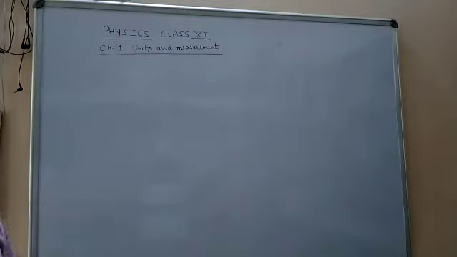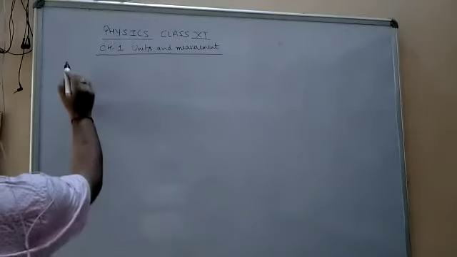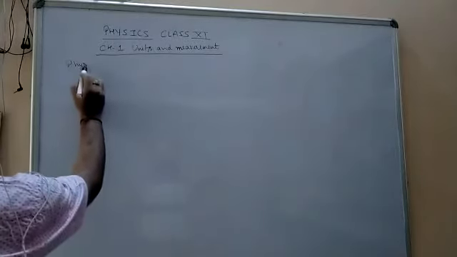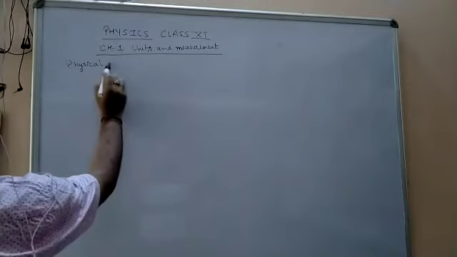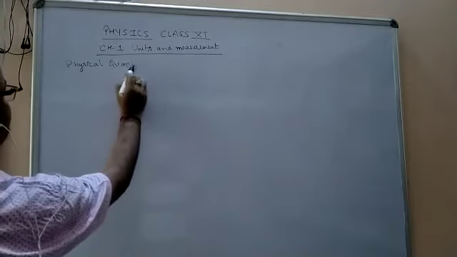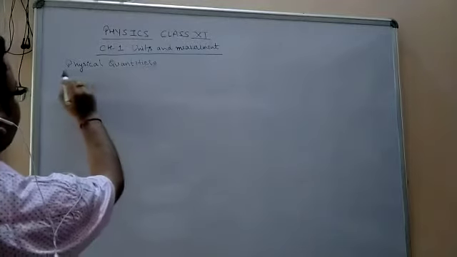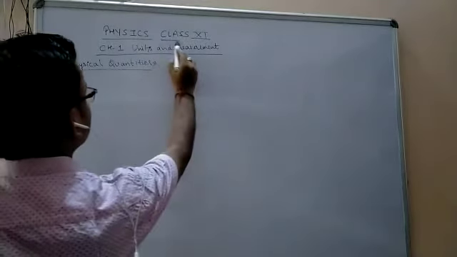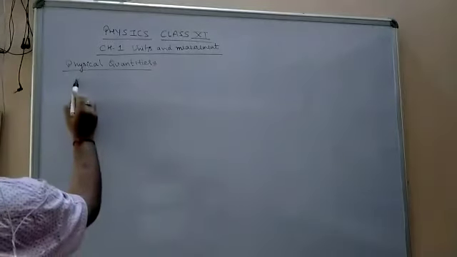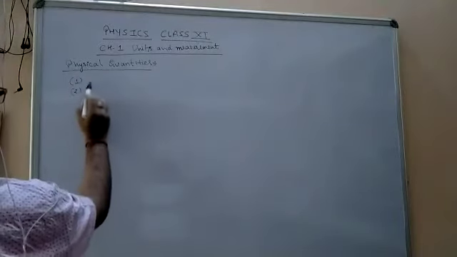Chapter 1 is units and measurement. Our first topic is physical quantities. There are two types of physical quantities. First one is fundamental quantities and second is derived quantities.